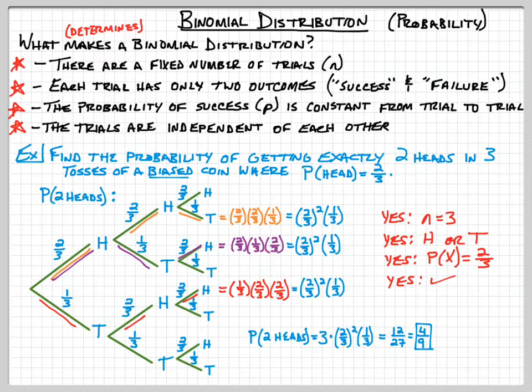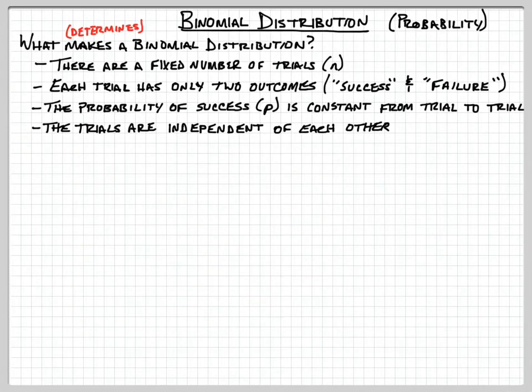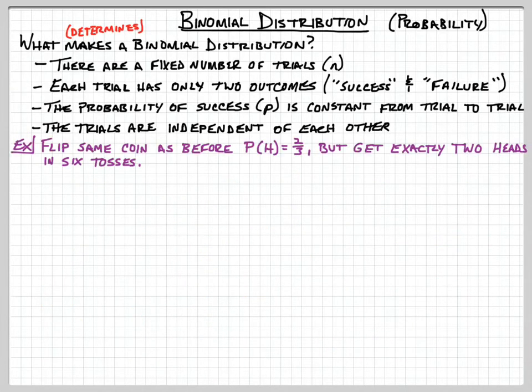Okay, so let's look at another example. Let's clear this off and look at another example. So, we're going to flip the same coin as before, where the probability of heads is 2/3, but we're going to look at getting exactly 2 heads in 6 tosses.